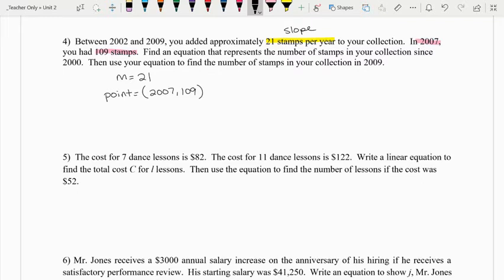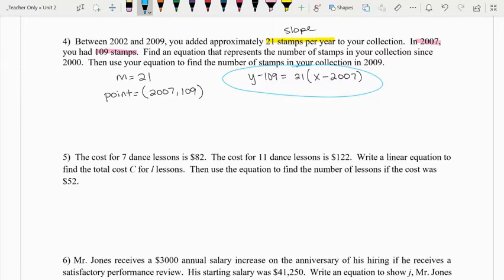Okay, so we have a point, we have a slope. So let's go ahead and put it in point slope form. y minus our y1 equals our slope times x minus our x1. Now we can use that as our equation. And it says, and then use your equation to find the number of stamps in 2009.